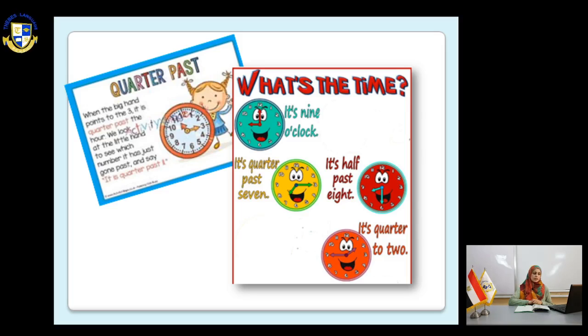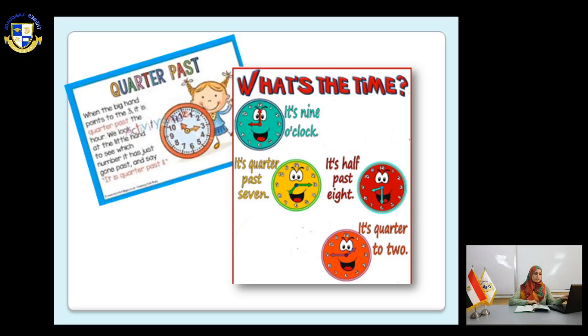Let's see the next page, quarter past. In the quarter past, when the big hand points to 3, it's quarter past the hour. We look at the little hand to see which number it has just gone past. It's quarter past 11. The short arm is on 11, the long arm is on 3. So this is quarter past 11.